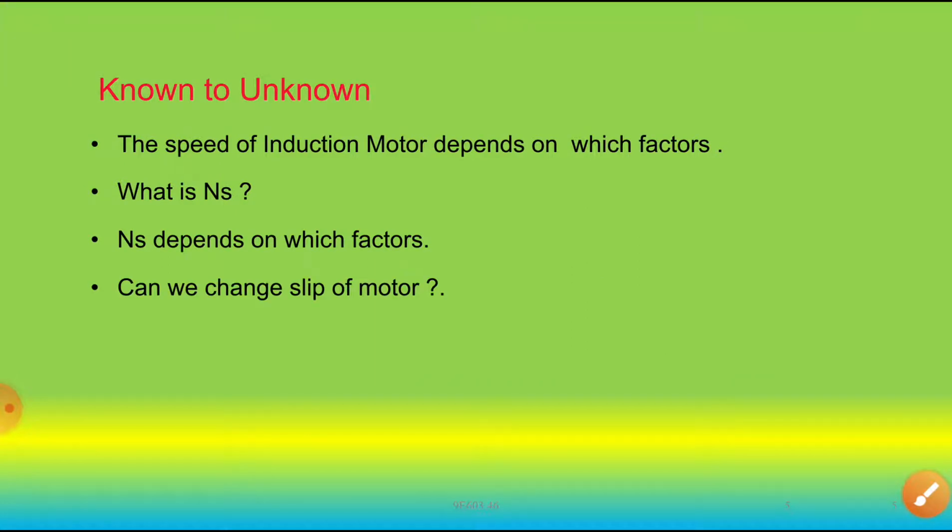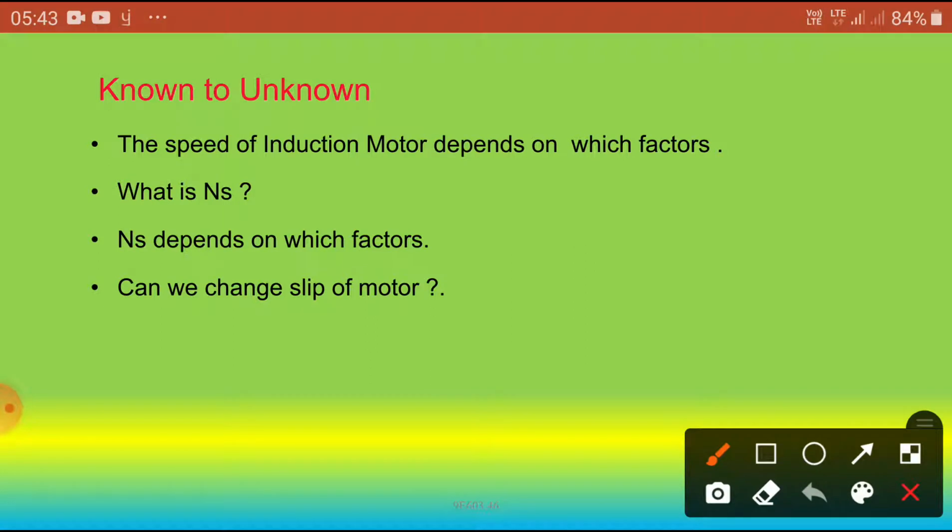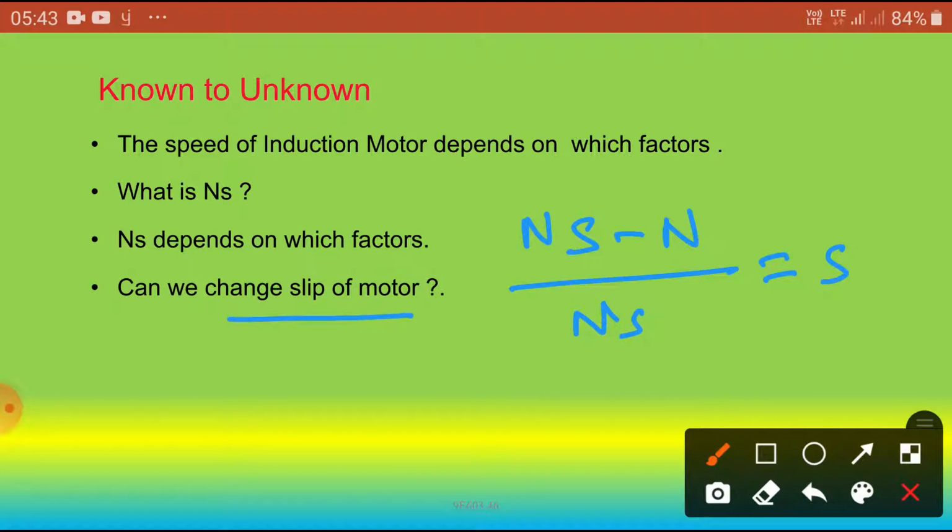Can we change the slip of the motor? What is the slip here? Slip is equal to ns minus n, rotor speed, divided by ns. Here ns is called the synchronous speed and n is the rotor speed. So yes, it is possible. The rotor speed depends upon the load on the motor. If more load is added, the slip increases. So there is a possibility to change the slip also.